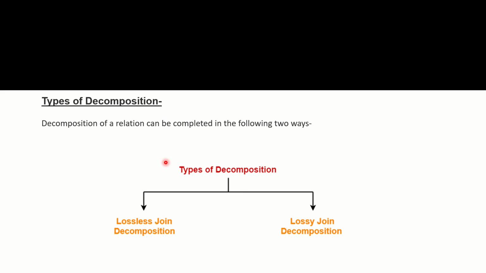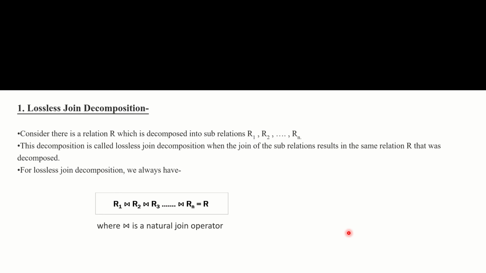Now we have to study types of decomposition. Decomposition can be divided into 2 types. The first one is called lossless join decomposition, and the second one is called lossy join decomposition. So we will study in detail the meaning of each type of decomposition. First we are going to study lossless join decomposition.